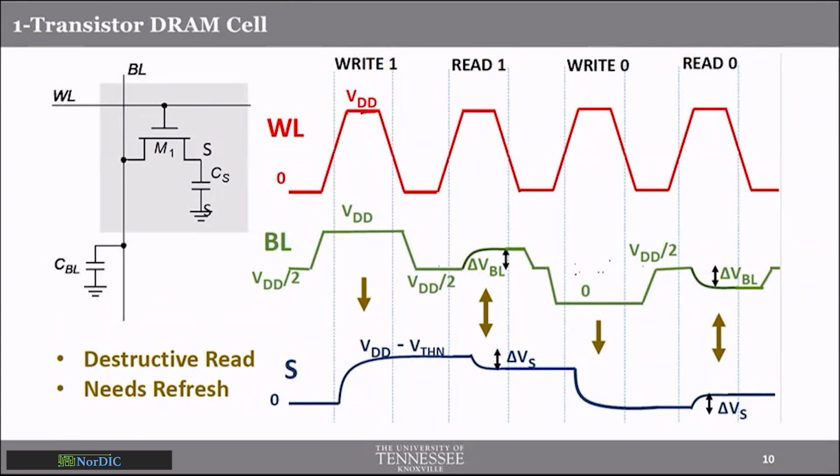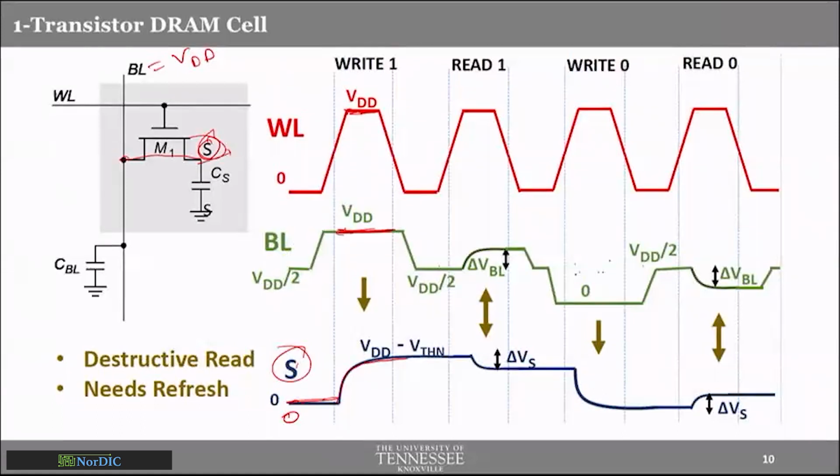Let's write one. To write one, I hope you remember, you have to add VDD to the bit line, and that's what you see here. And then the storage node voltage, which is S, was 0 before, and when you turn on the word line, it literally connects the bit line with the S terminal, and then it will gradually charge up to VDD.